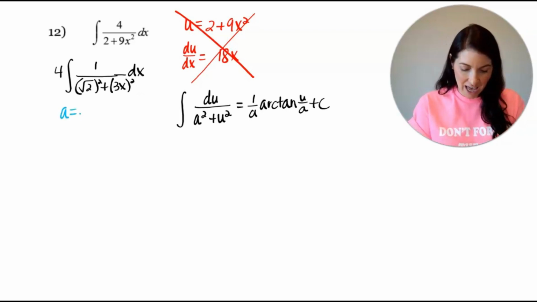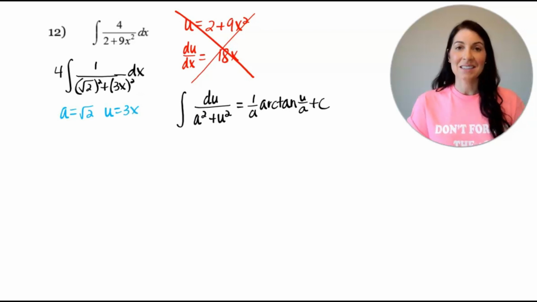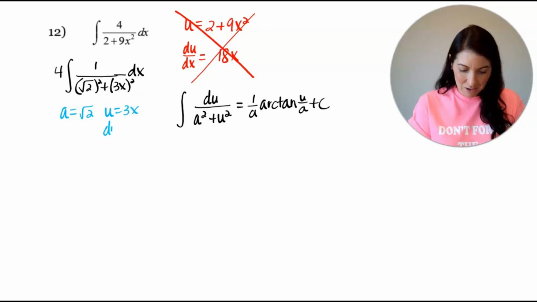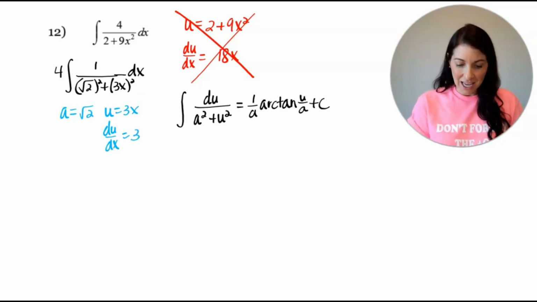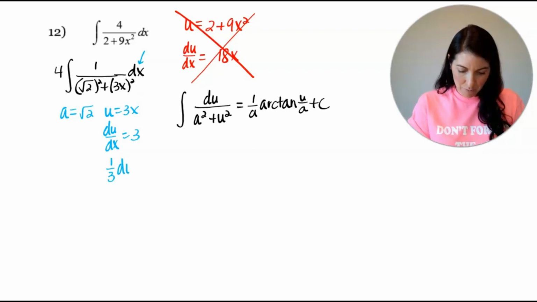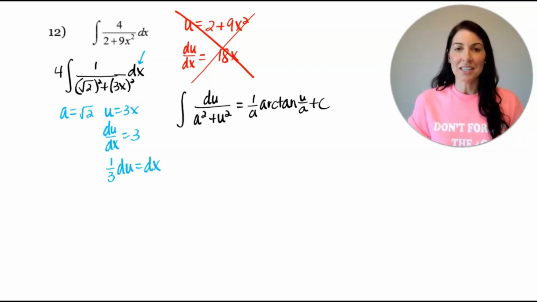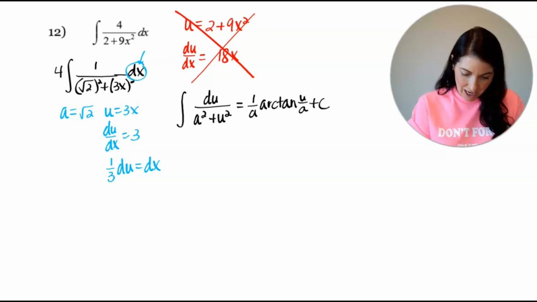So in this case, a is the square root of 2 and u is 3x. So now when you take the derivative of u with respect to x, you no longer have that x that shows up. You would just have 3. So then I'd be able to solve for dx by dividing by 3 and multiplying over the dx. So I can replace the dx with 1/3 du. So this right here would be replaced with 1/3 du.